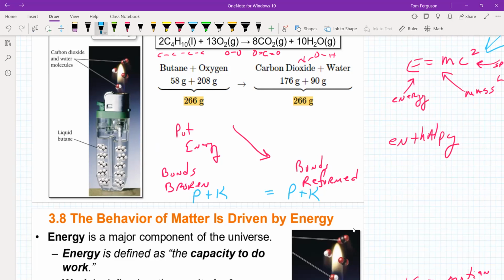Low potential energy is more stable than high potential energy. So this reaction now is going from high potential energy to low potential energy when the bonds are reformed. And the difference is given off in kinetic energy.